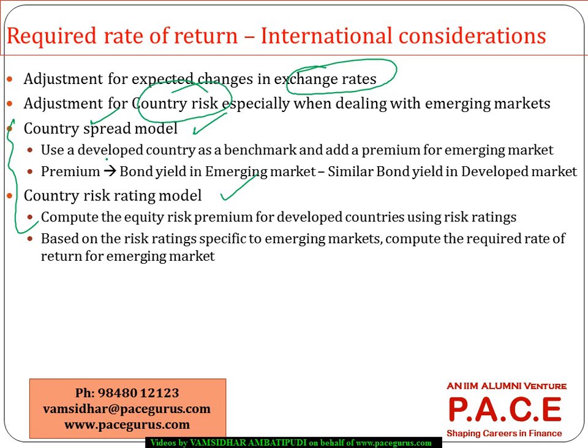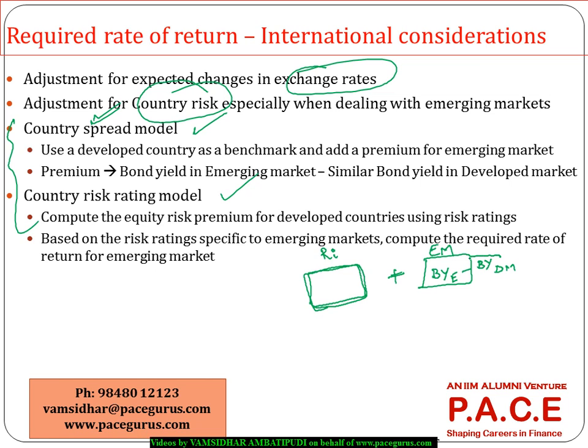One is a country spread model, which will identify the excess return towards the country specific risk. The country spread model says, you take the developed country's risk premium, or probably the required rate of return if it had been a developed country, and add a premium for the emerging market. And the way to define the premium is, find out the bond yield in the emerging market minus the bond yield in the developed market.